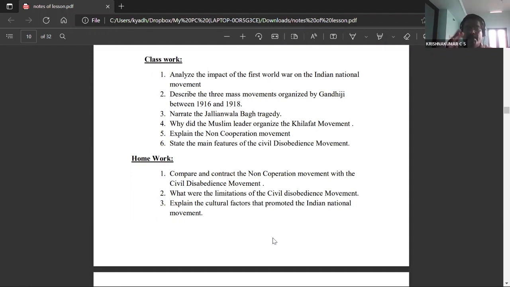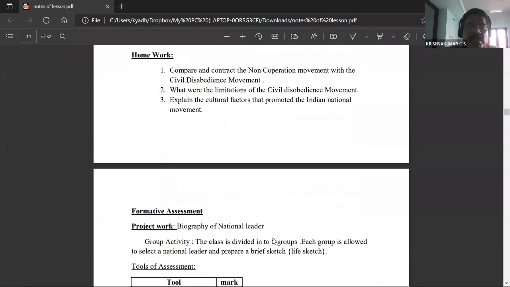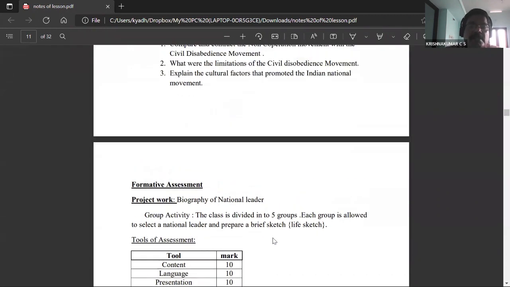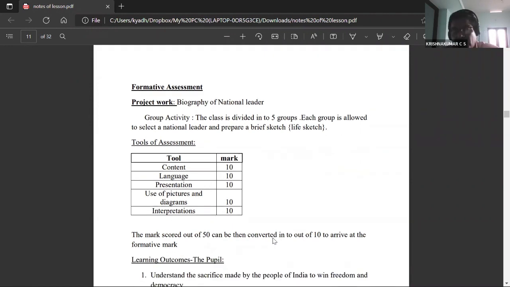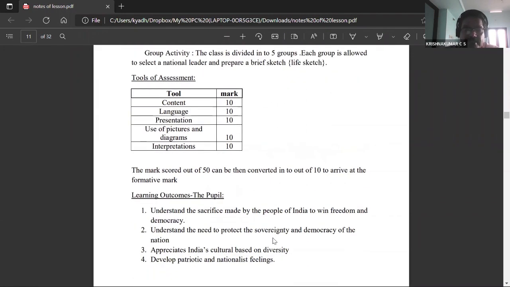we find Muslim participation less. So children have to compare and contrast the non-cooperation movement with the civil disobedience movement, the limitations of the civil disobedience movement, and the cultural factors that promoted the Indian national movement. So these can all be given as assignments. Formative assessment, like project work, biography of a national leader. You can ask children to prepare a biography of a national leader. They can prepare a biography of Mahatma Gandhi or Netaji Subhash Chandra Bose or Jawaharlal Nehru. So that can be done.